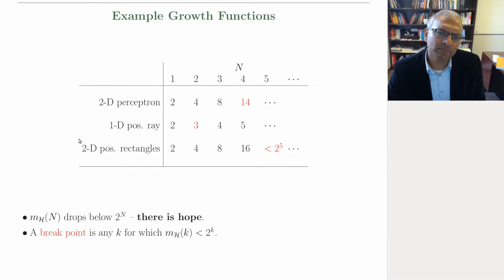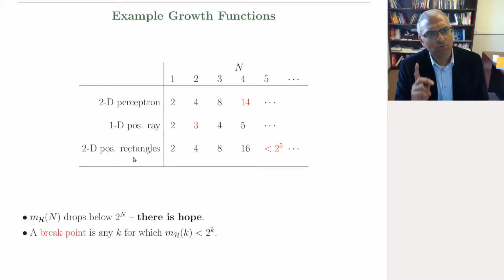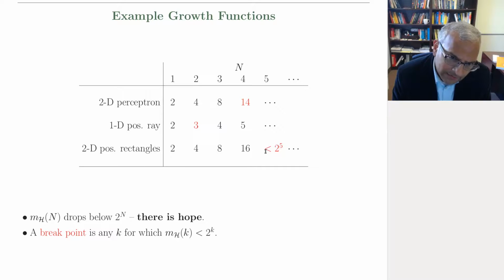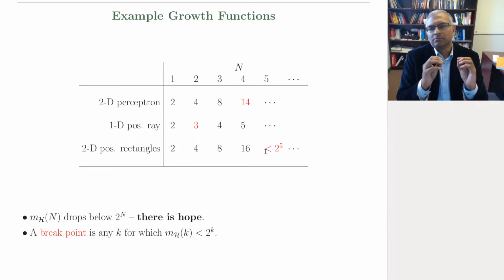The one-dimensional positive ray is also uncountably infinite, but that gets broken at 2 data points. You cannot implement all 4 dichotomies on 2 data points. The 2D positive rectangles that we considered last time are a little more powerful. They only get broken at 5 data points. Now, we didn't compute what the growth function is. We just proved that it's broken. This shows at least that there's hope, that some reasonable, uncountably infinite hypothesis sets do get broken.